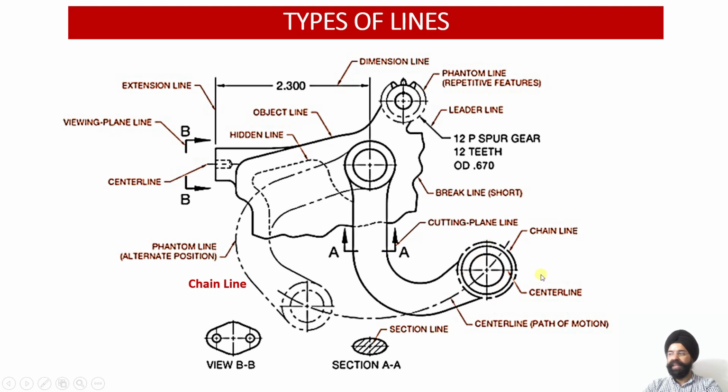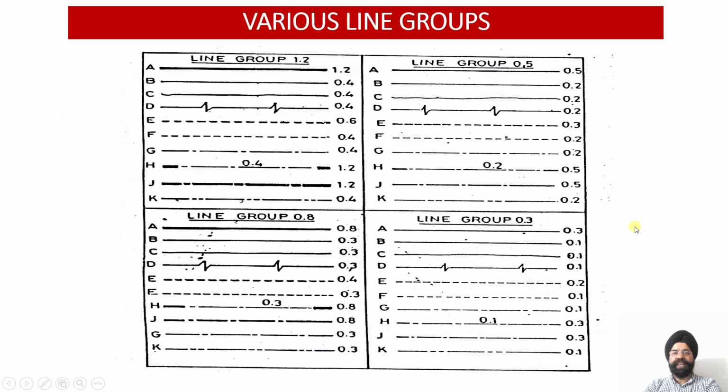This is your center line. So this way, different lines have been shown in this application, and there are different line groups. If you want to use the highest thickness as 1.2, your thinner line can be up to 0.4 millimeter thickness.